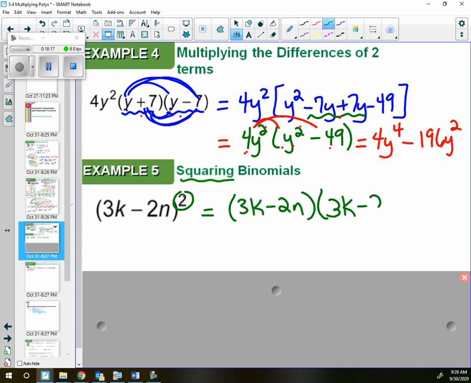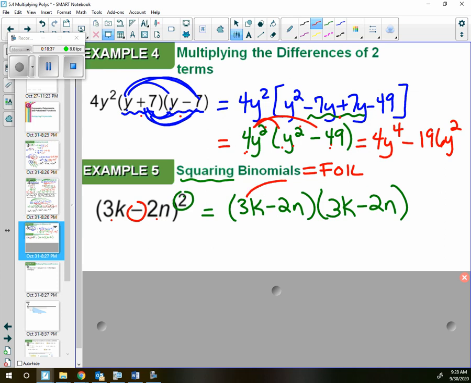The biggest issue that people have with this is they just think, oh, I just square everything on the inside. Well, see, there's a subtraction there. So that means this whole thing is the term that I'm squaring. The whole 3k minus 2n needs to be multiplied by itself. So it means FOIL. When you square a binomial, that means FOIL. You have to do first, outside, inside, last.